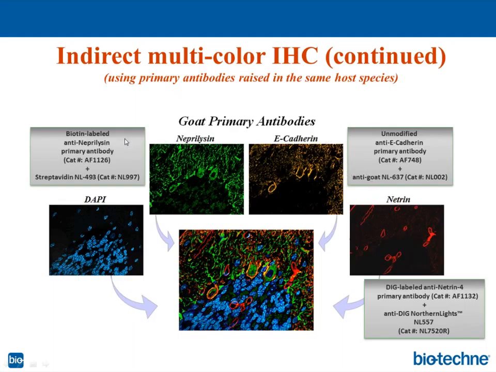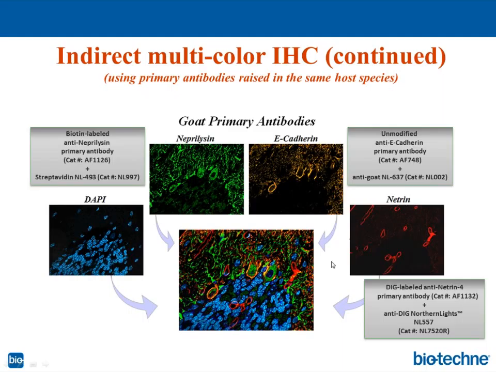And then we incubate tissue sections with a mixture of primary antibodies: neprilysin conjugated to biotin and netrin conjugated to DIG, followed by incubation with anti-DIG and streptavidin conjugated to the fluorophore. And then we can get this picture. Of course, there's DAPI, always used for counterstaining. Now you can see that all the colors we see individually on these images, you can actually recognize them and see them here as well.